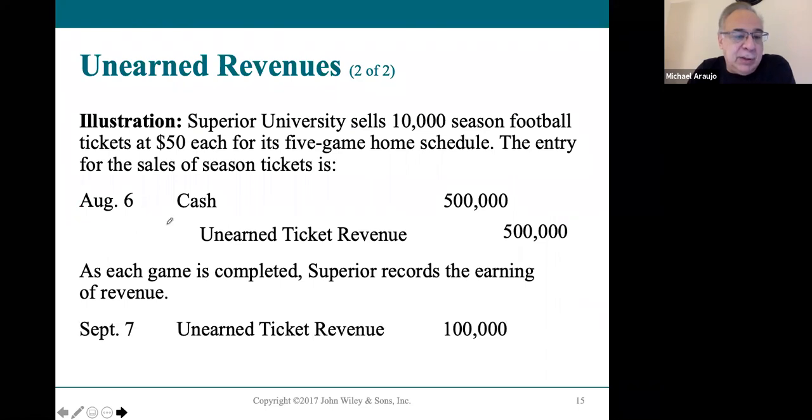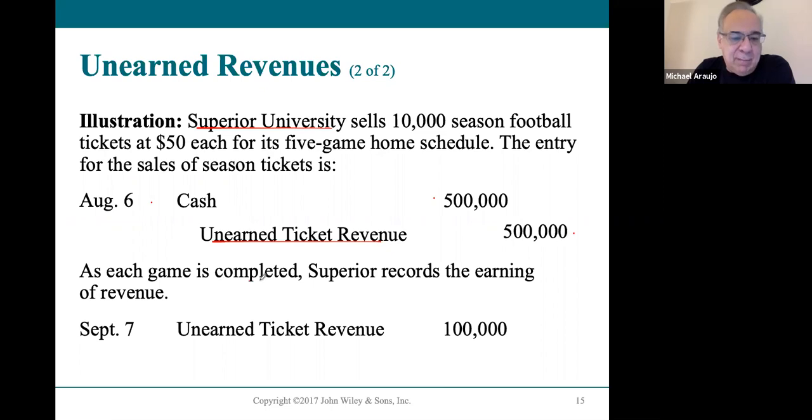So here in the illustration, they have Superior University. I guess that used to be what Dutchess was called prior. It sells 10,000 season football tickets, $50 each, to its 5-game home schedule. So they collect $500,000, but all of it is unearned revenue, right? Because the season didn't start yet.